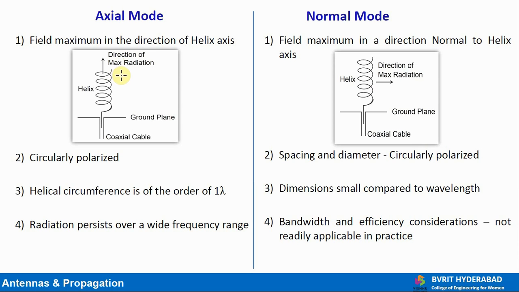Field maximum is in the direction of helix axis in the case of axial mode, and field maximum is in the direction normal to the helix axis in the normal mode. Circularly polarized waves are observed both in the case of axial mode as well as the normal mode. Helical circumference is of the order of 1 wavelength in the case of axial mode, and dimensions are very small when compared to the wavelength in the case of normal mode. Radiation persists over a wide frequency range in the case of axial mode, whereas when we consider the bandwidth and efficiency, it is not readily applicable in practice in the case of normal mode.